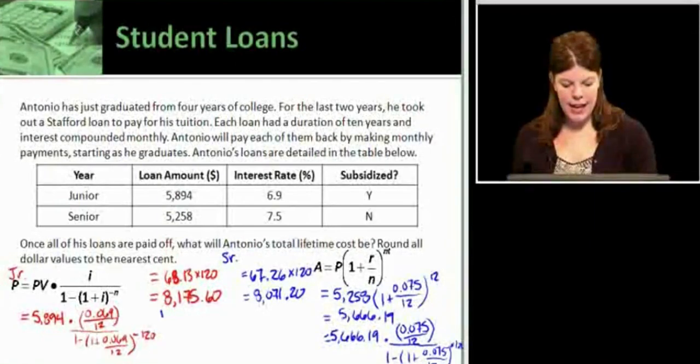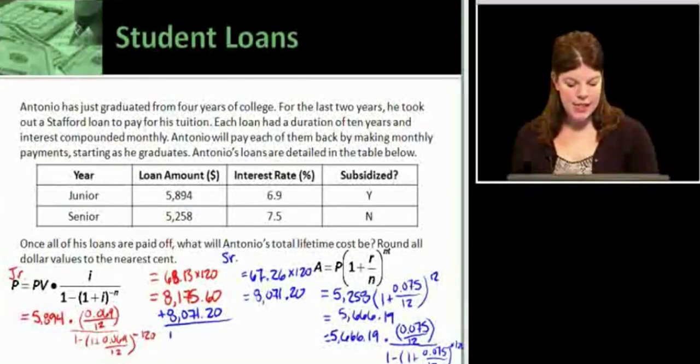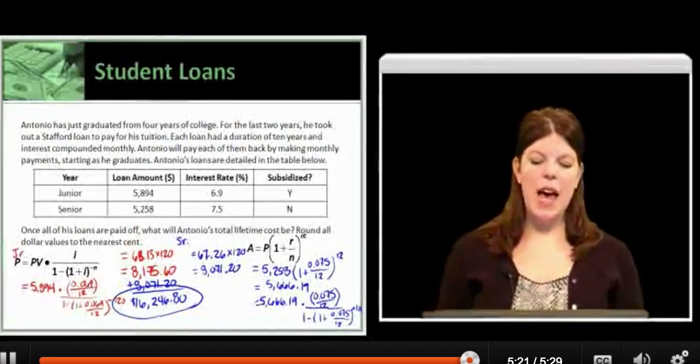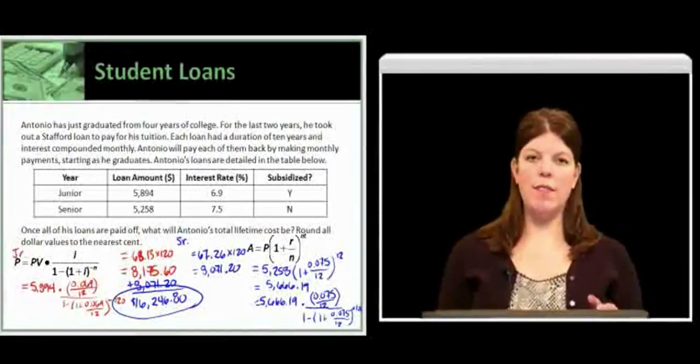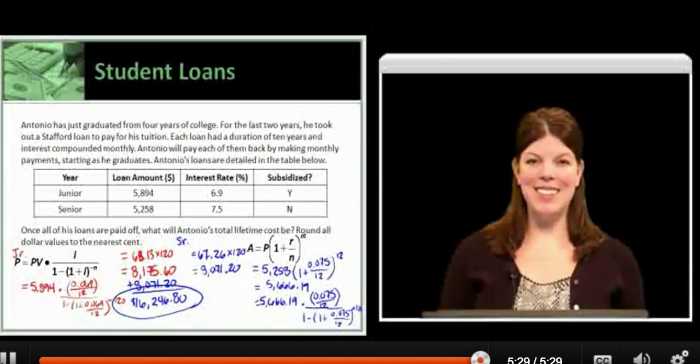So I have to add both of these together right here, and I get $16,246.80. And this is how much Antonio will have to pay back for the 2 loans that he took out his junior and senior year of college.